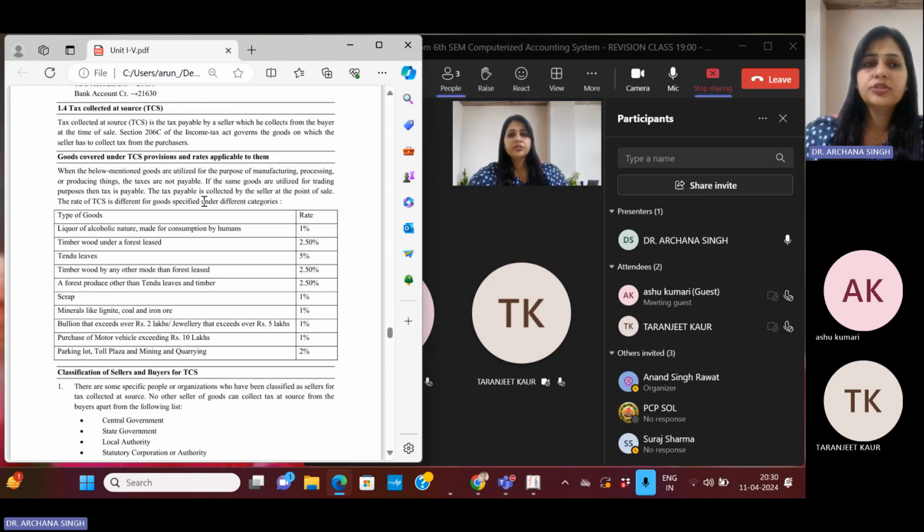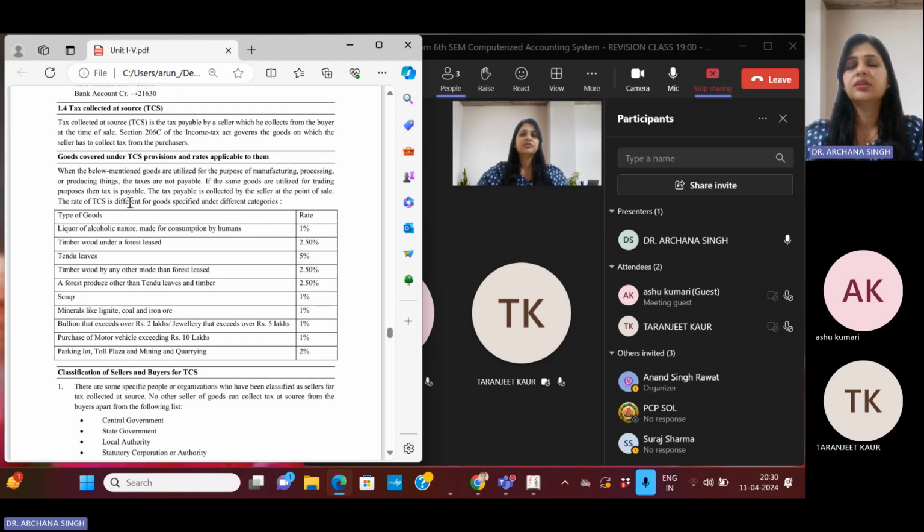When the below mentioned goods are utilized for the purpose of manufacturing, processing or producing things, then taxes are not applicable. अगर same goods हम utilize करें trading purpose के लिए तो हमारा tax applicable है, otherwise नहीं है. तो जो tax payable है is collected by seller at the time of sale, and rates of tax collected at source are different in case of different categories.